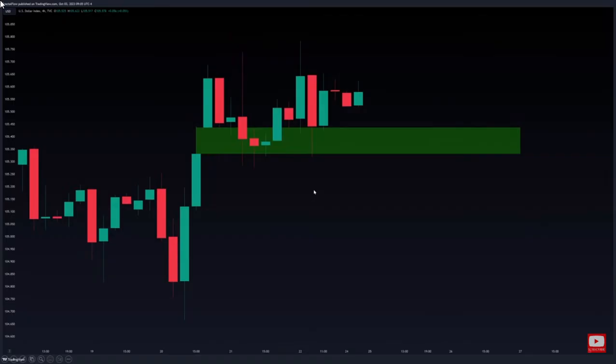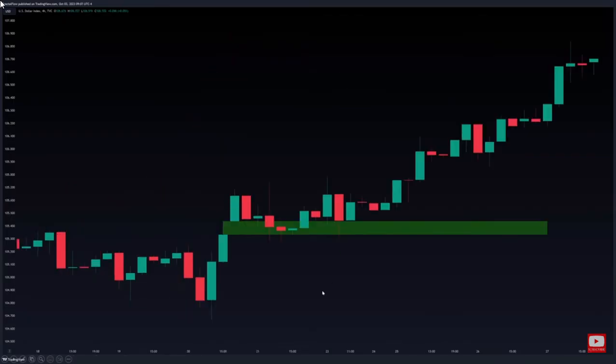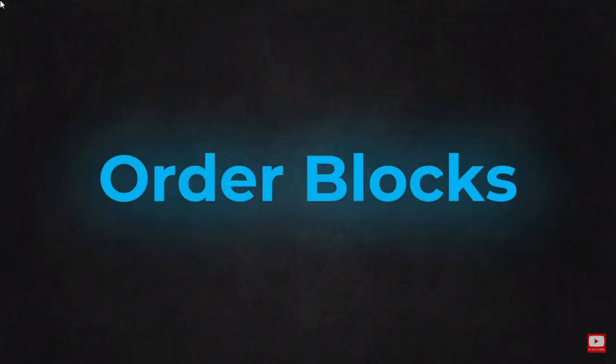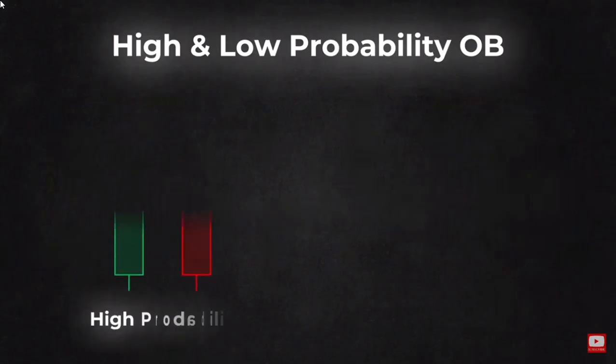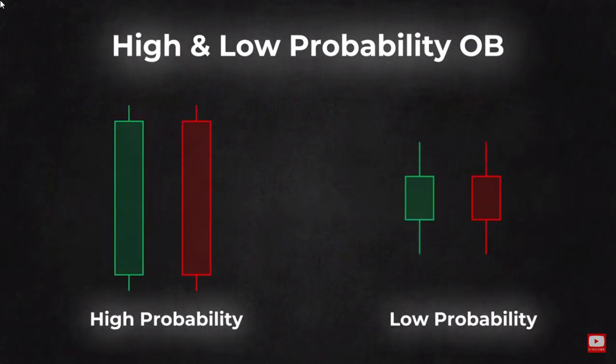Another important idea in the ICT method is called order block. There are a couple of different ways of using order blocks. Let's divide these two ways into large body candles, which are often referred to as high probability order blocks, and small body candles with more prominent shadows, which are often referred to as low probability order blocks. Let's explore the high probability order block first.